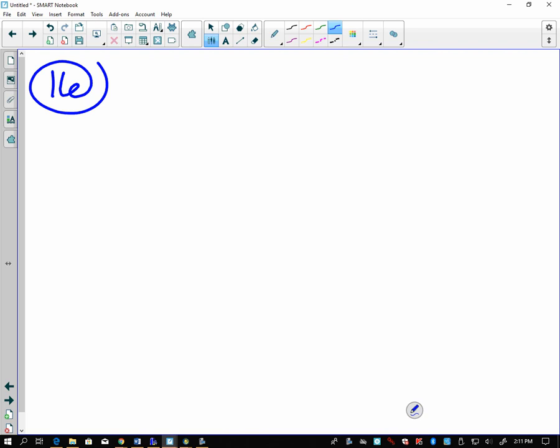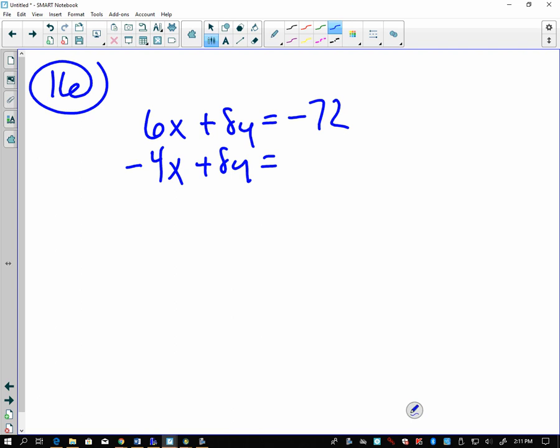Let's see. You need to solve. It says to solve a system by graphing. It's going to give you something like 6x plus 8y equals negative 72 over negative 4x plus 8y equals negative 32. It says solve by graphing. If I was going to solve these by graphing, probably what I want to do is convert both of them over to slope-intercept form, and look at the graph that's going to match the slope and y-intercept of them.